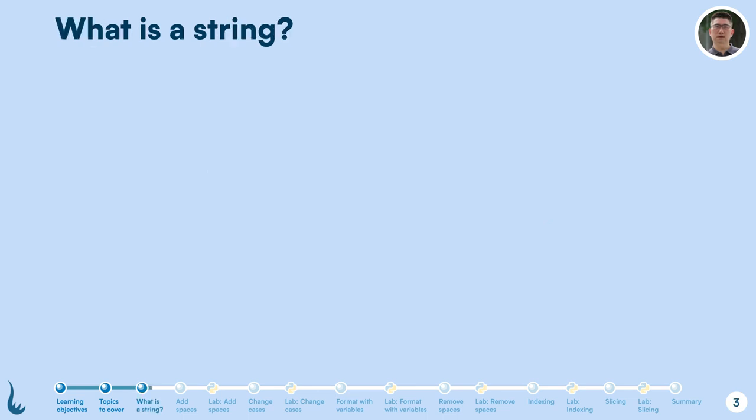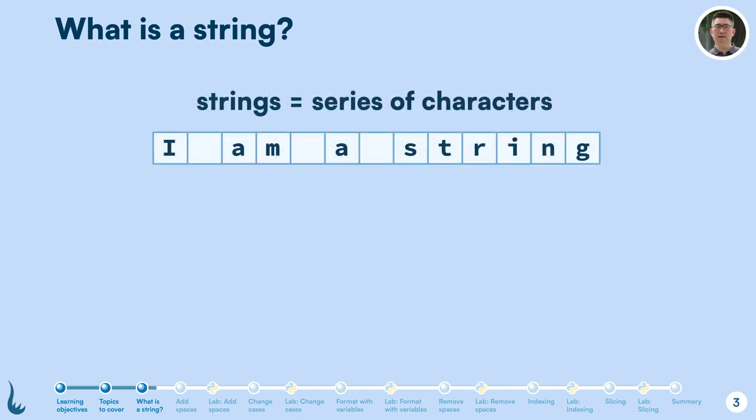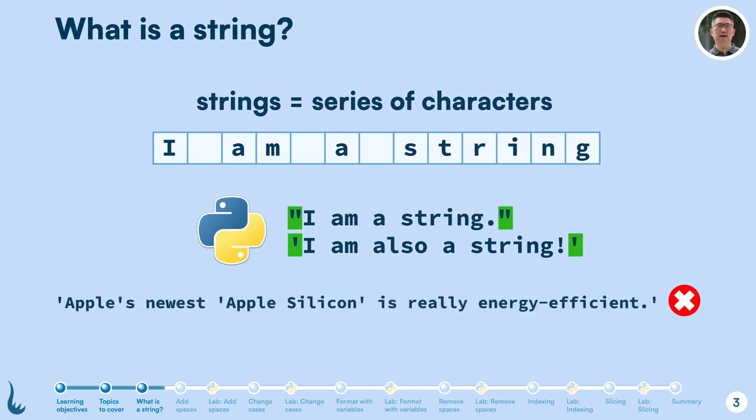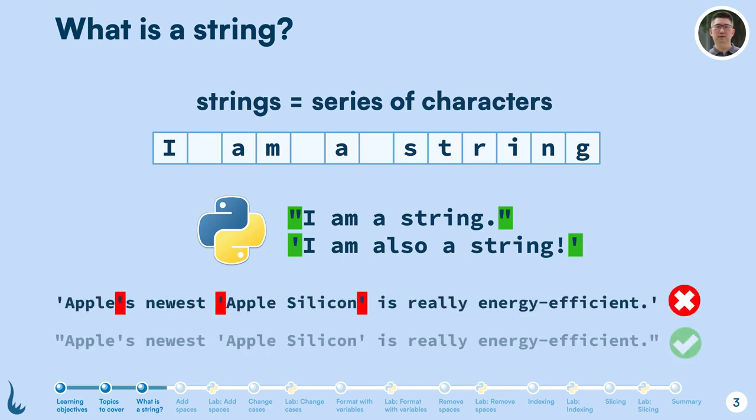Strings is one of the data types we commonly use in Python. A string is a series of characters. In Python, a string is defined as anything inside a pair of double quotes or single quotes. But if our string has single quotes already or apostrophes, we should use double quotes to declare this string to avoid confusion for Python.